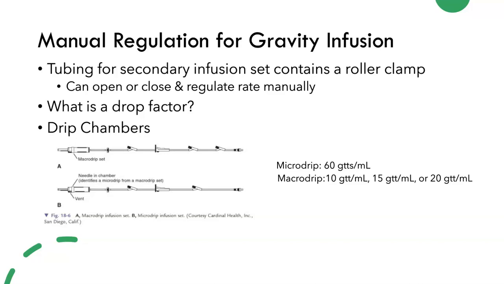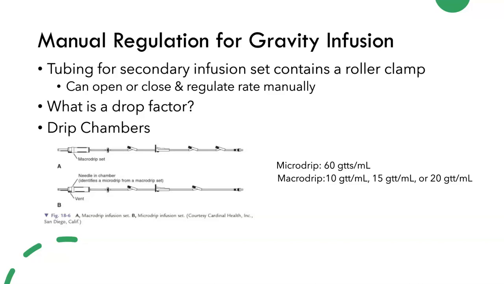Okay. So first and foremost, you have to have your secondary tubing, because this is going to tell you what your drop factor is. And you have to have your drop factor in order to calculate your drip rate. So we have our flow rate that's in mils per hour, but we're not going to stand there for an hour and count our mils. So we need to do our drops. So the drop factor is on our secondary tubing package.